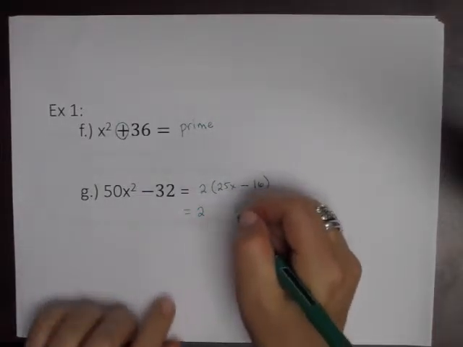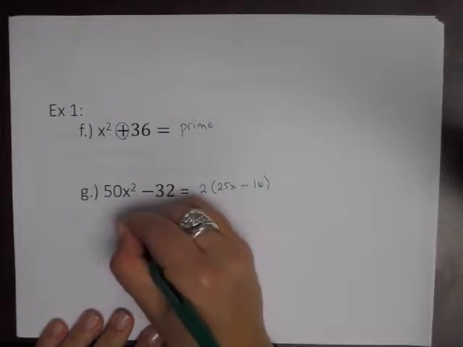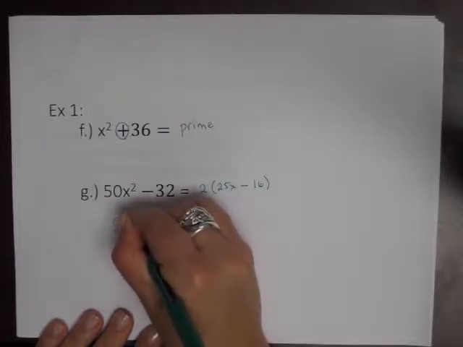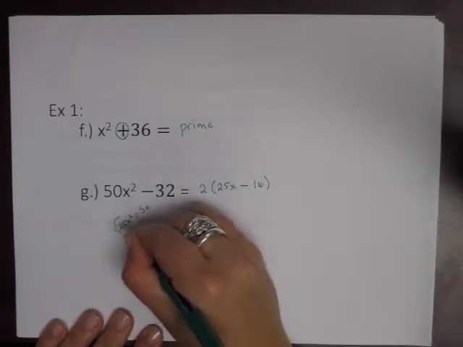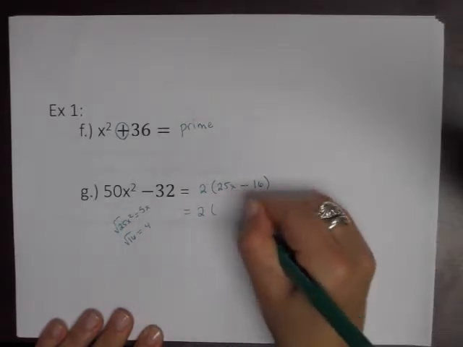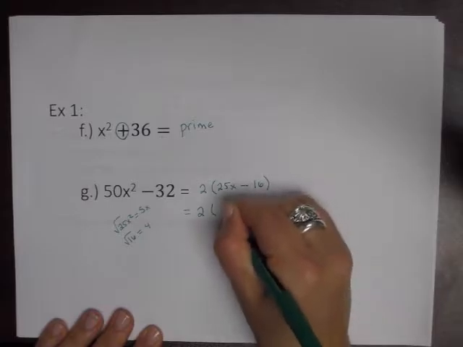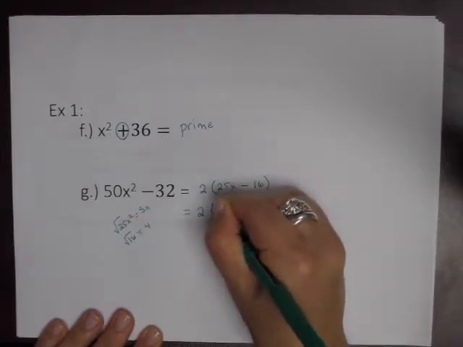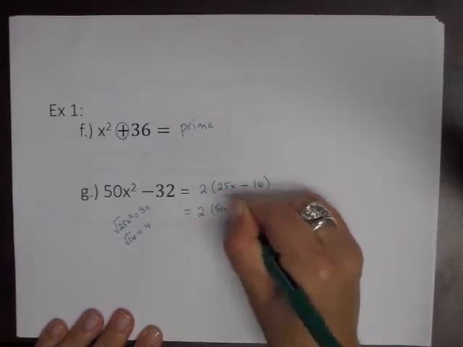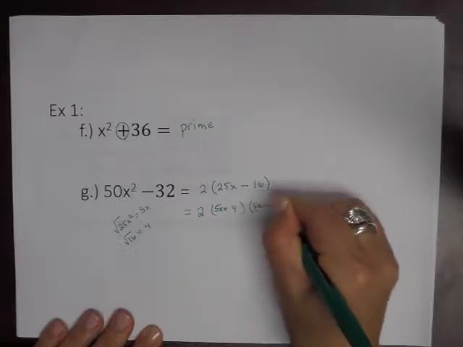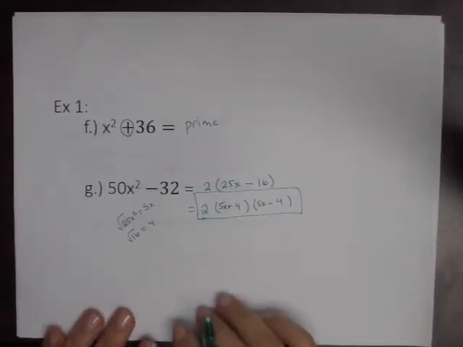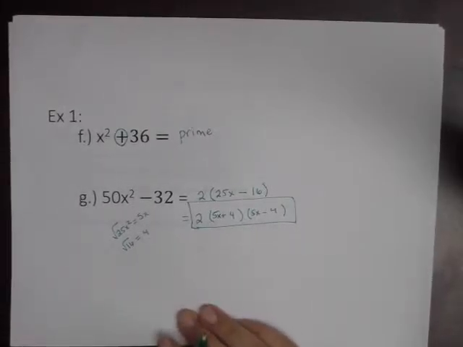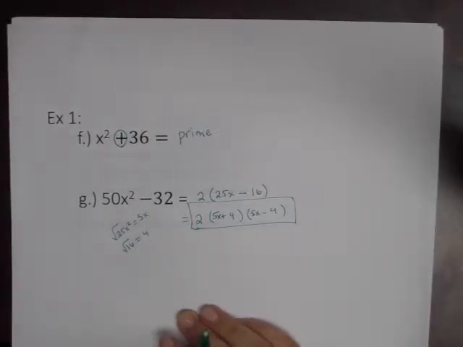So I go 2, and then the square root of 25x squared is 5x. The square root of 16 is going to be 4. So I put my parentheses, I go plus minus, 5x plus 4, 5x minus 4, and I box my answer. So that is the difference of two perfect squares. Hopefully you feel pretty comfortable with it.